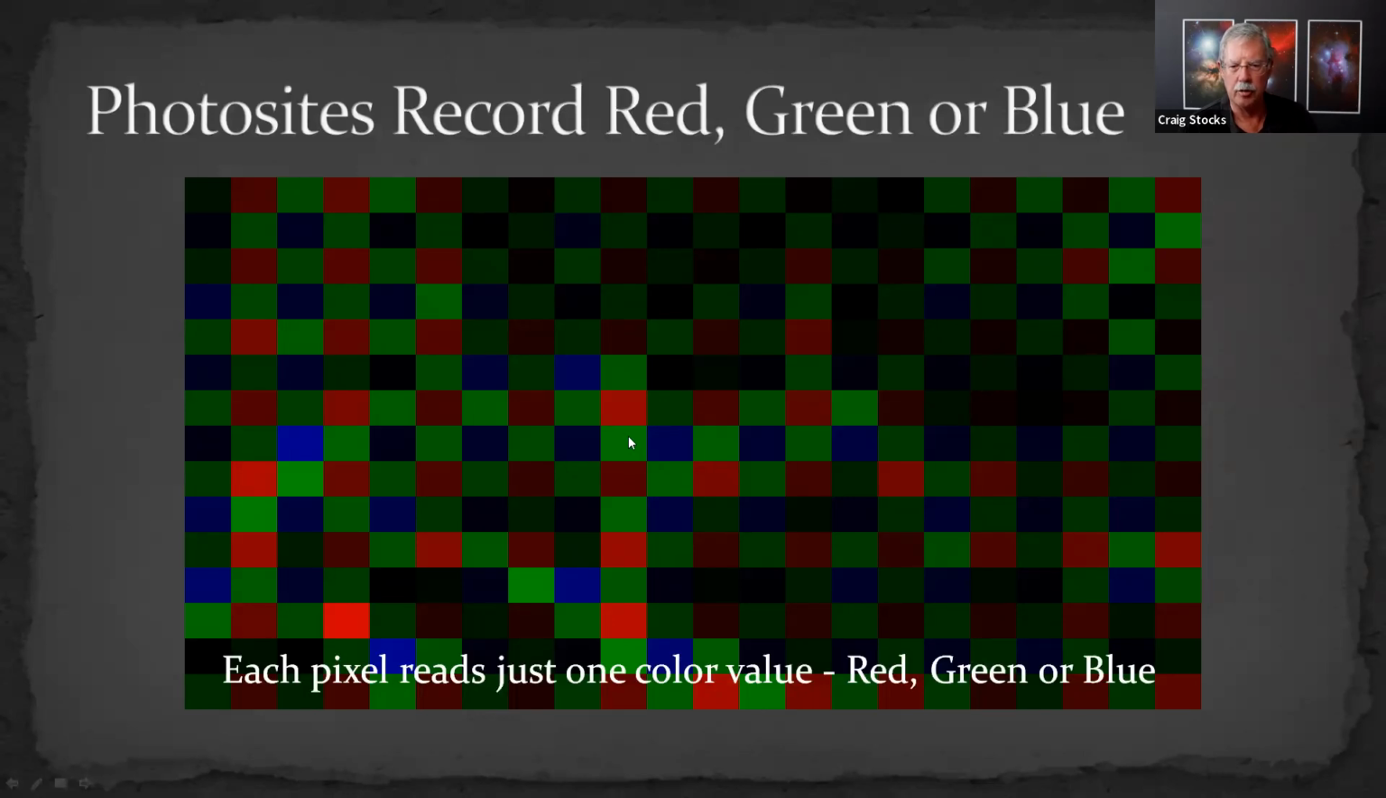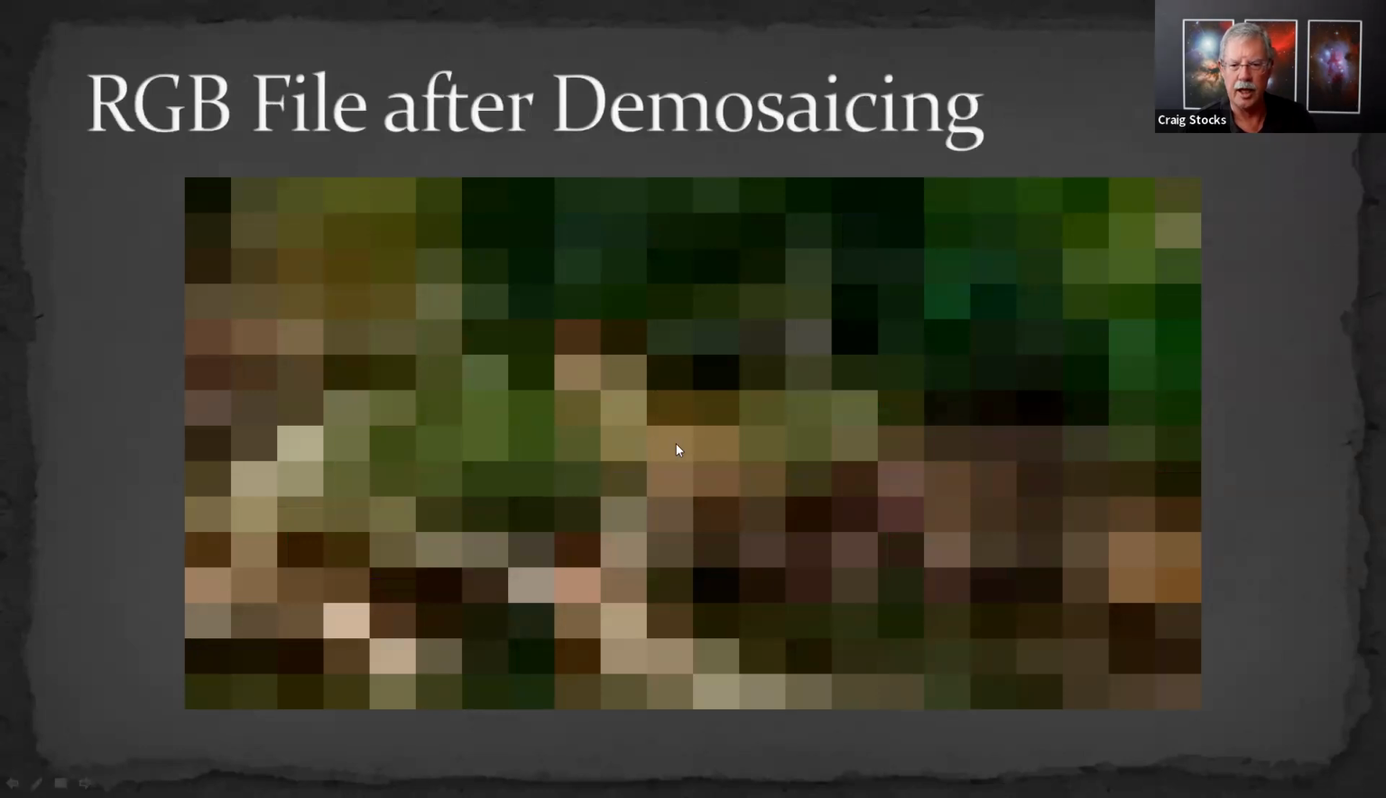And in order to turn it into a full color image, the software needs to look at every one of these photo sites and look at the surrounding neighbors and try to figure out, well, I know this is the amount of green at this point. How much red should there be and how much blue should there be? So it has to do some interpolation to figure out how much of each color goes into each photo site to translate it, or demosaic it, you may have heard that term, from a mosaic of red, green, and blue into an RGB file that now is a full color file. So that's what demosaicing does.